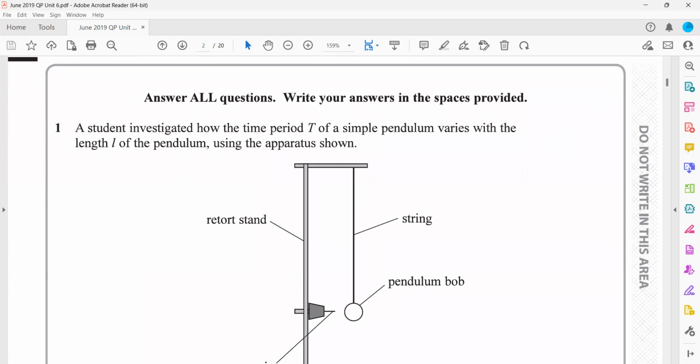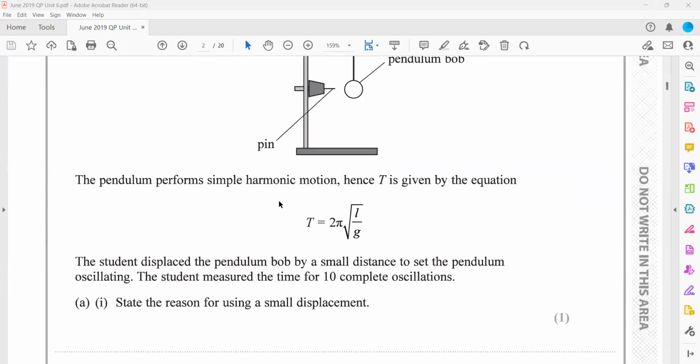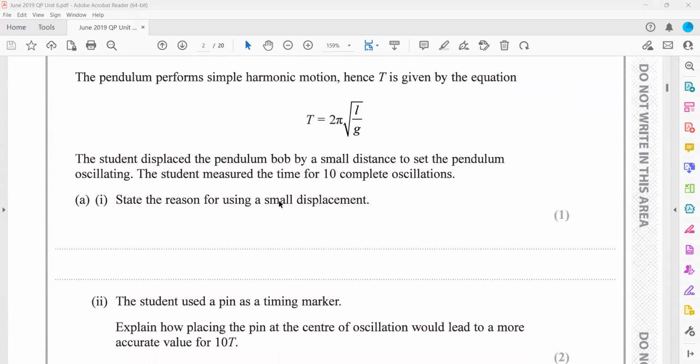The first question: a student investigated how the time period of a simple pendulum varies with the length. As we change the length, how does the time period change, using the apparatus shown? A retort stand is there, a spring and a pendulum. The pendulum performs simple harmonic motion, hence its time period is given by the equation T equals 2π under root L over g.